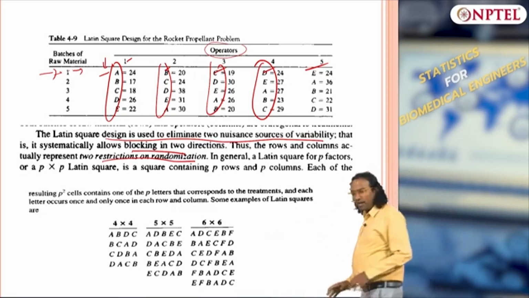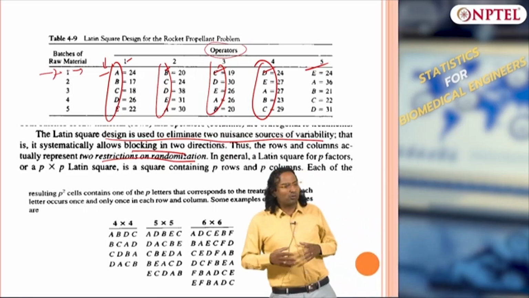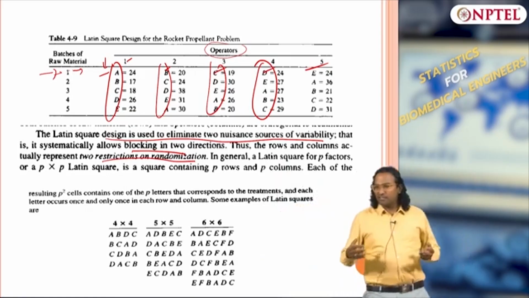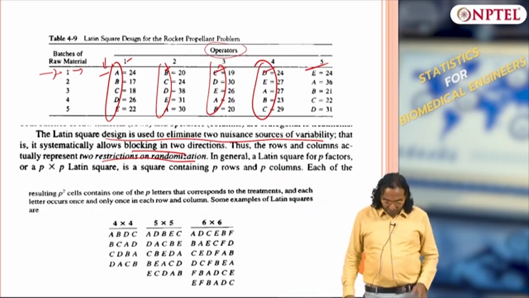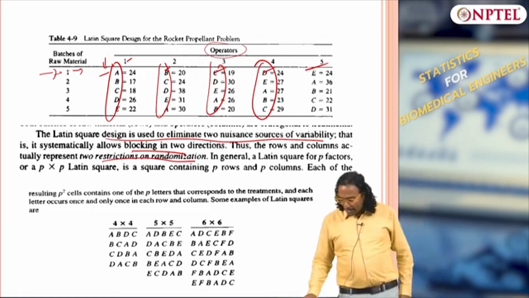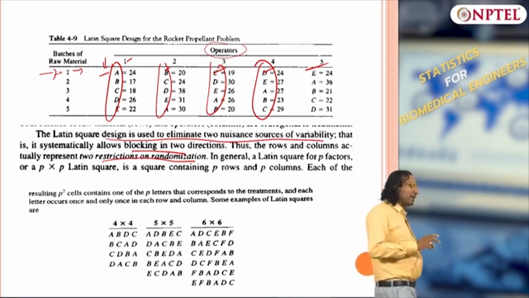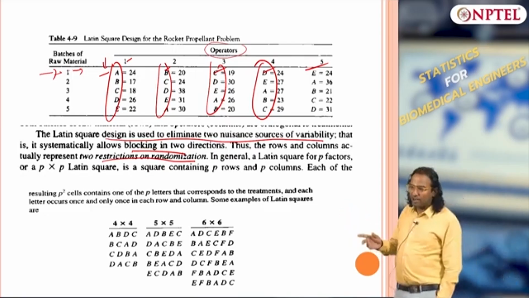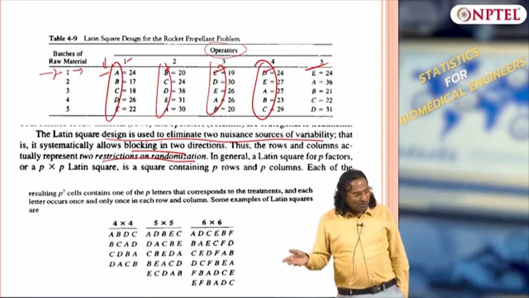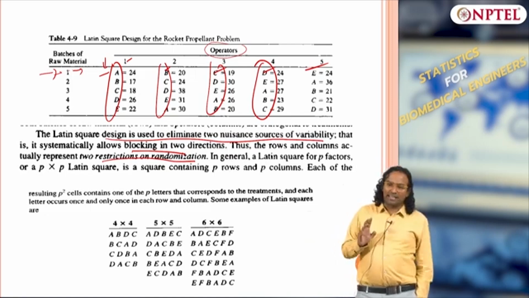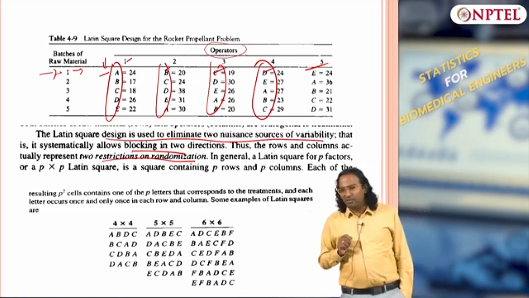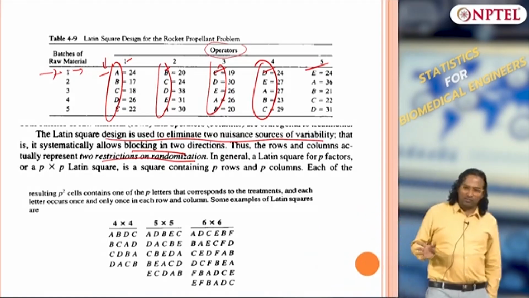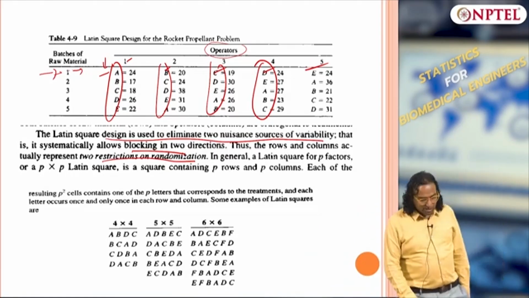So this is a square design, and this square could keep increasing. You could have a 4 cross 4, 5 cross 5, 6 cross 6, etc. The idea behind it is, usually when you assume independence, you assume that they are independent nuisance factors, or it could also be independent treatment factors. So in general it takes 3 variables, 3 independent factors, into account, whether factors or variables or treatments or nuisance, etc.